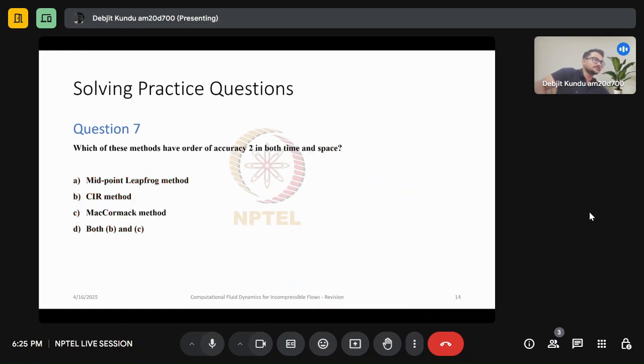Alright, so we'll move on to question number 7. We have the same options for a different question this time. It's asking us which of these methods have order of accuracy 2 in both time and space. Is it option A, midpoint leapfrog method? Is it option B, CIR method? Is it option C, McCormack method? Or is it option D, both B and C?